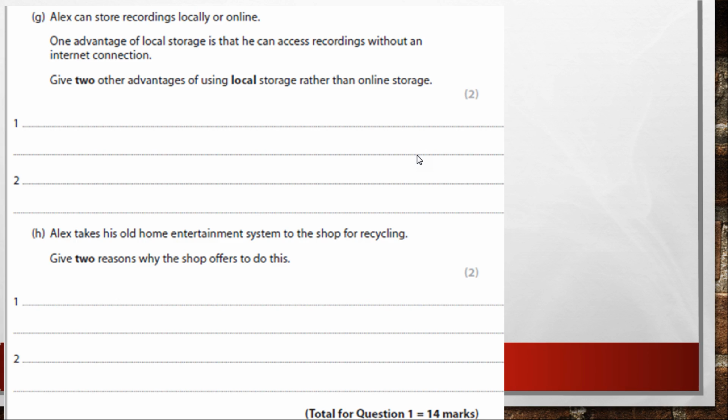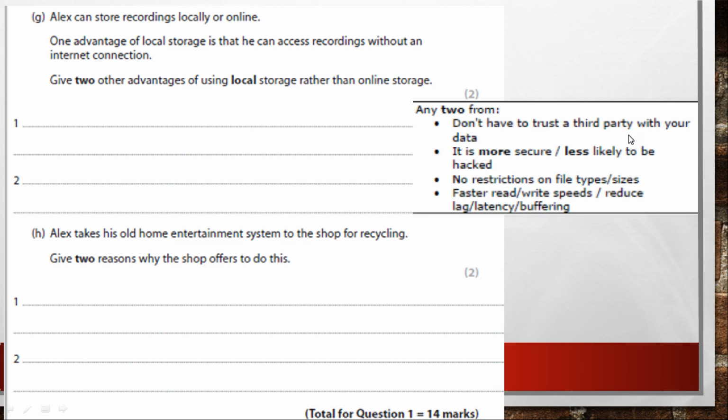Okay. Next question. Alex can store recordings locally or online. One advantage of local storage is that you can access recordings without an internet connection. Give 2 other advantages of using local storage rather than online storage. So you've got one advantage. What are some other ones? Well, you don't have to trust a third party with your data. If you've got online, what if the servers go down or are not available? It's more secure, less likely to be hacked, because it's local. Also, it's more mobile, so you can carry the disk around with you. It's also faster to store it locally than wait for an internet download, depending on your internet connection. And there's no file type issues.